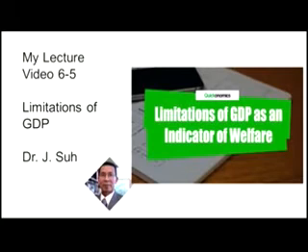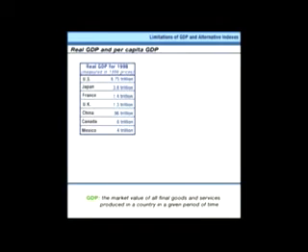The gross domestic product is the market value of all final goods and services produced in a country in a given period of time, usually 1 year. Let's look at some gross domestic product figures from 1998. These numbers measure the real GDP in each of the countries. Real meaning that the prices used are those from 1996, and the quantities of output used are from 1998.